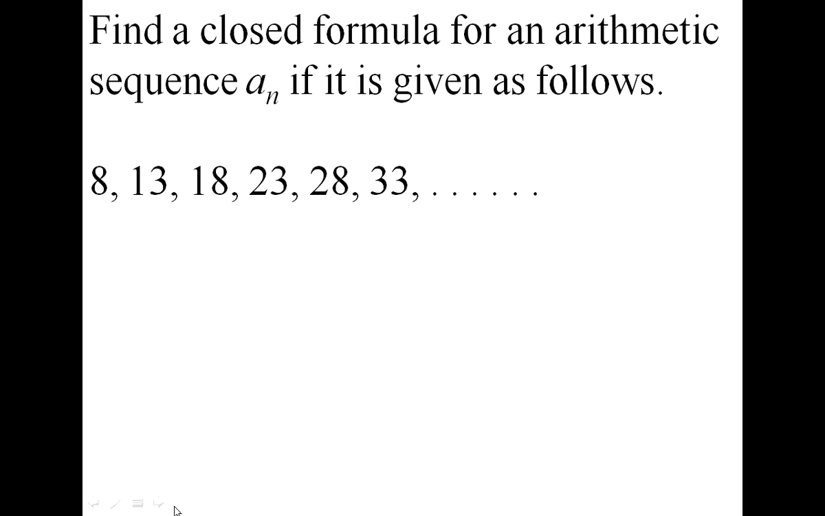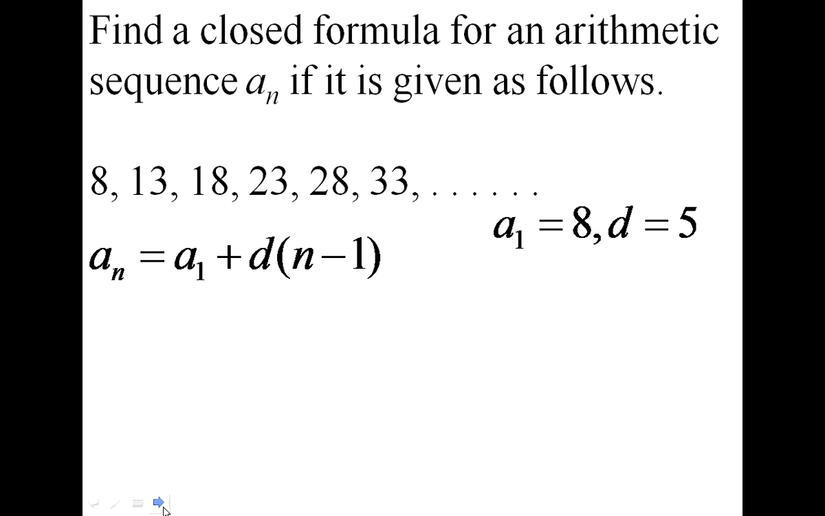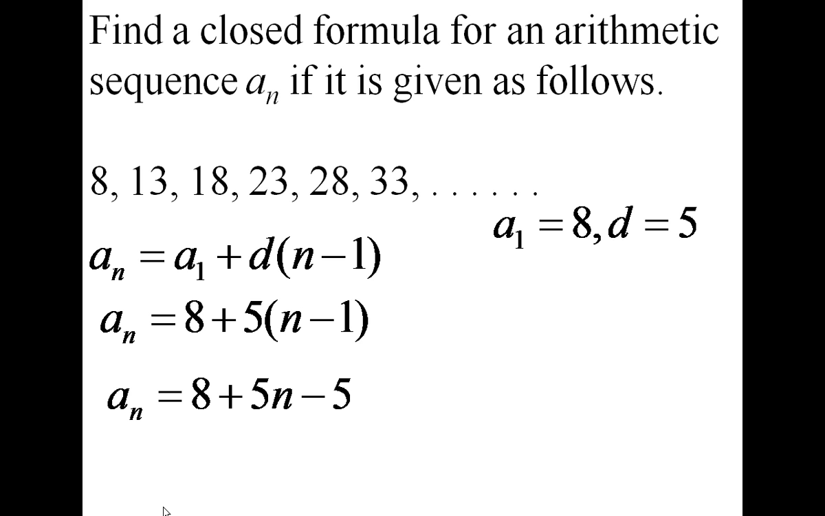So, to find the nth term, you're going to use the equation, and you already know the first term is 8. The common difference is 5. You're going to take those and put them into the equation. So, you're going to have a sub n equals 8 plus 5 times n minus 1. You got to simplify it. If you don't simplify it, you're going to lose points for being lazy. So, you simplify it, distribute the 5, combine like terms, you get 3 plus 5n.